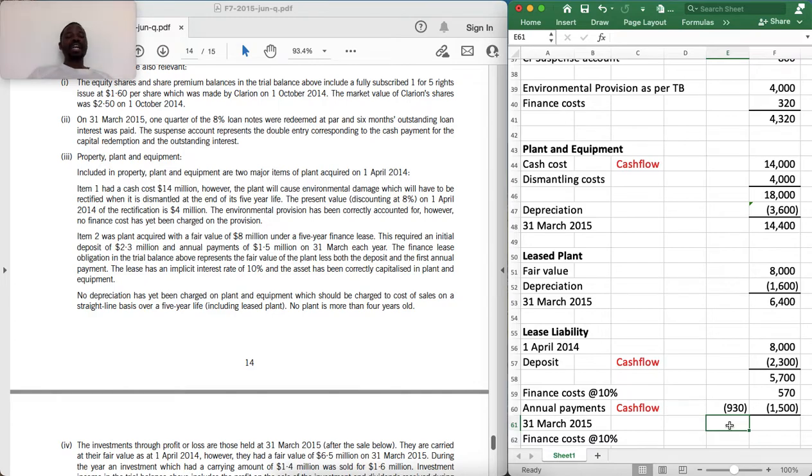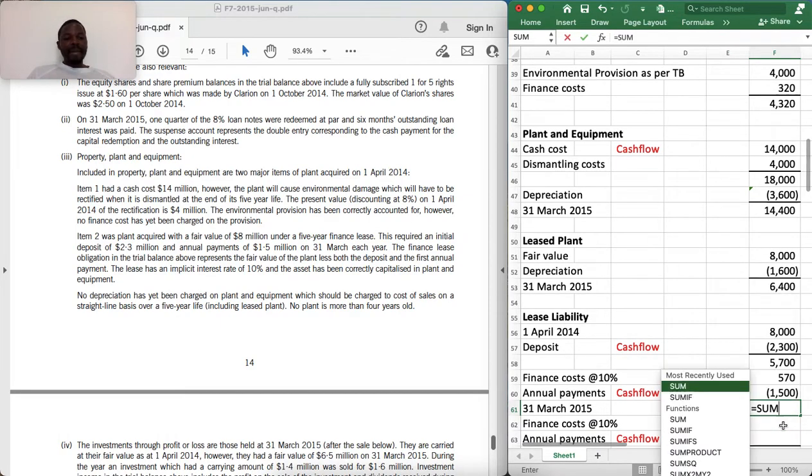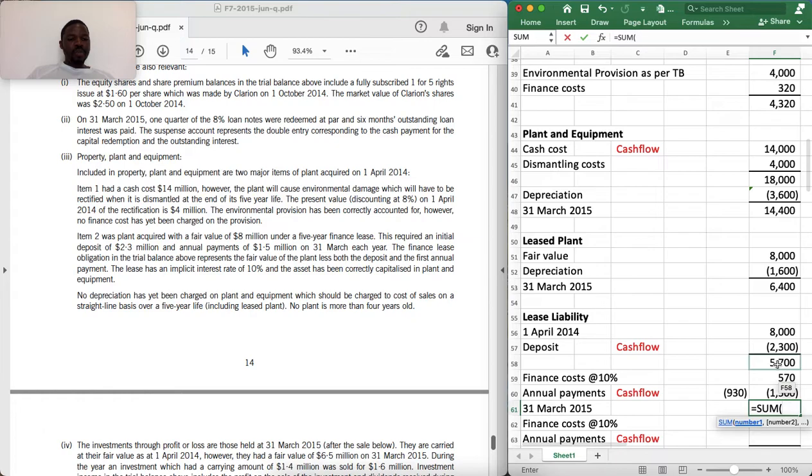This will come in handy when you are preparing the extract of the statement of cash flows, as we mustn't include the finance cost. We should only include the repayment of the capital amount. So the 930 was paid out of this 5.7, the capital amount. Then the carrying amount of the finance lease obligation or finance lease liability at the end of the year was 4,770, but we need to split this into the non-current and the current. So we'll continue.